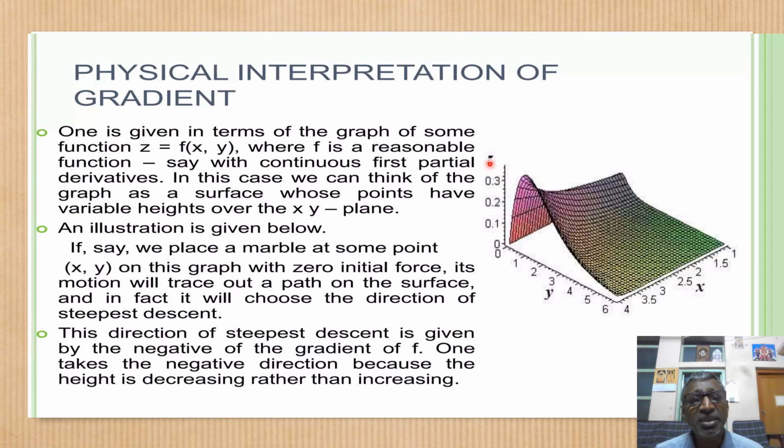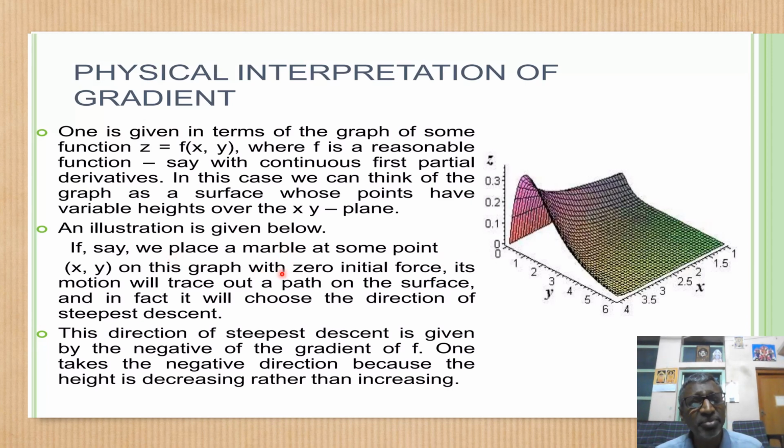Next, physical interpretation of the gradient. One is given in terms of a graph of some function z equals f(x, y), where f is a reasonable function, say with continuous first order partial derivatives. In this case, we can think of the graph as a surface whose points have variable heights over the xy plane. This is shown in the figure drawn alongside.